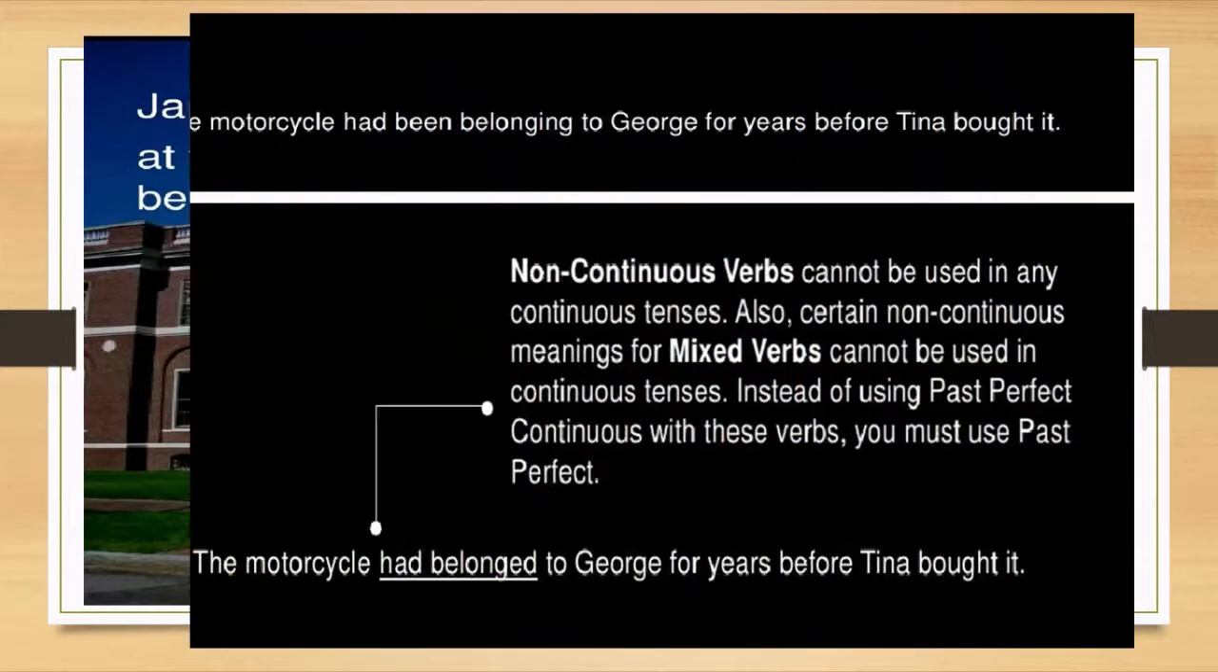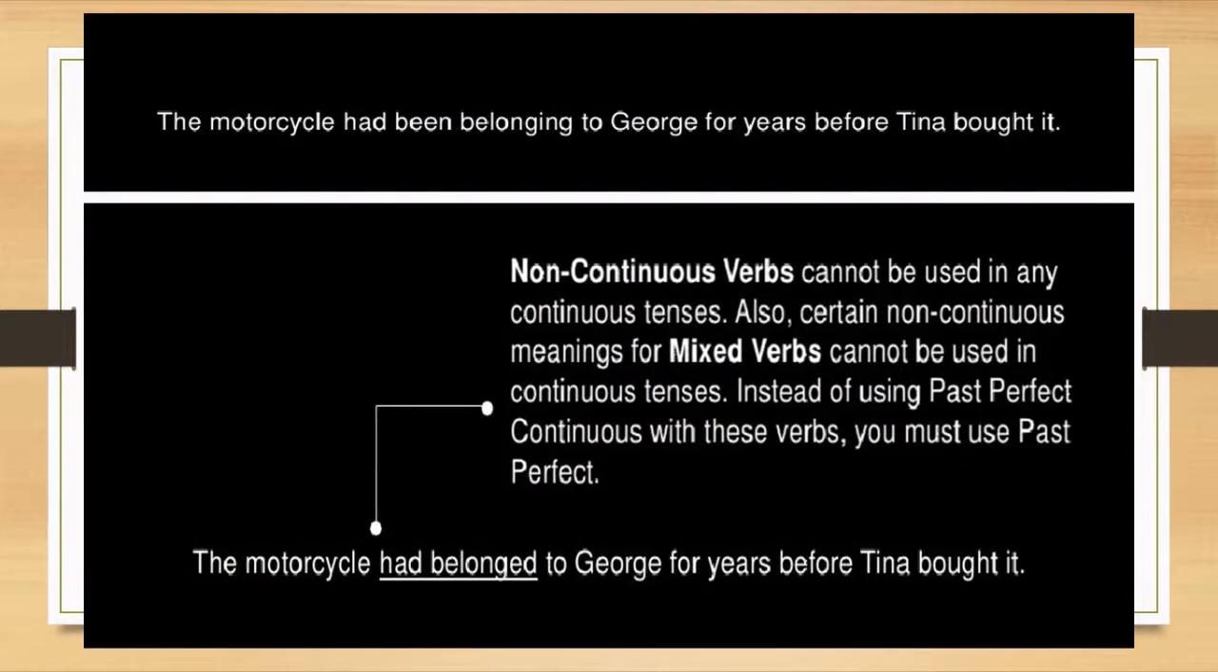Okay. Now, the motorcycle had been belonging to George for years before Tina bought it. Now, a non-continuous verb cannot be used in any continuous tenses. Also, such non-continuous meanings for mixed verbs cannot be used in the continuous tenses. Instead of using past perfect continuous with these verbs, you must use past perfect. The motorcycle had belonged to George for years before Tina bought it. Okay, so you can understand past tense clearly.